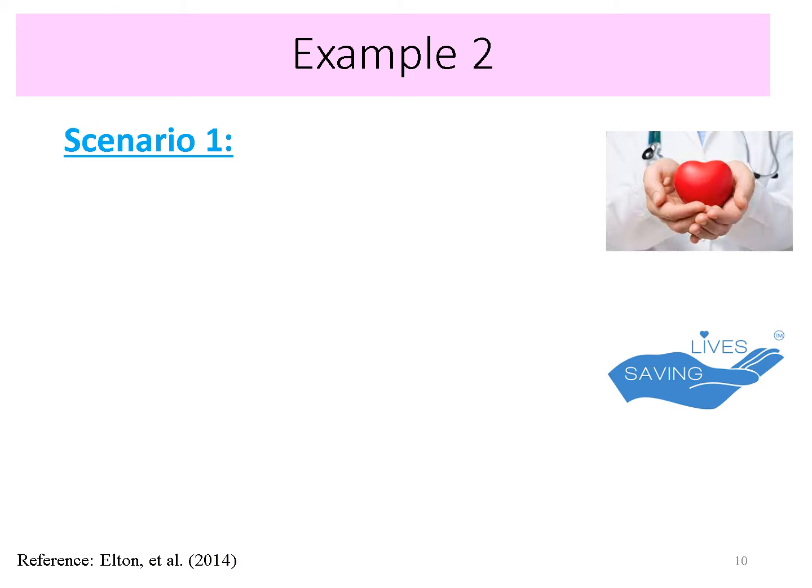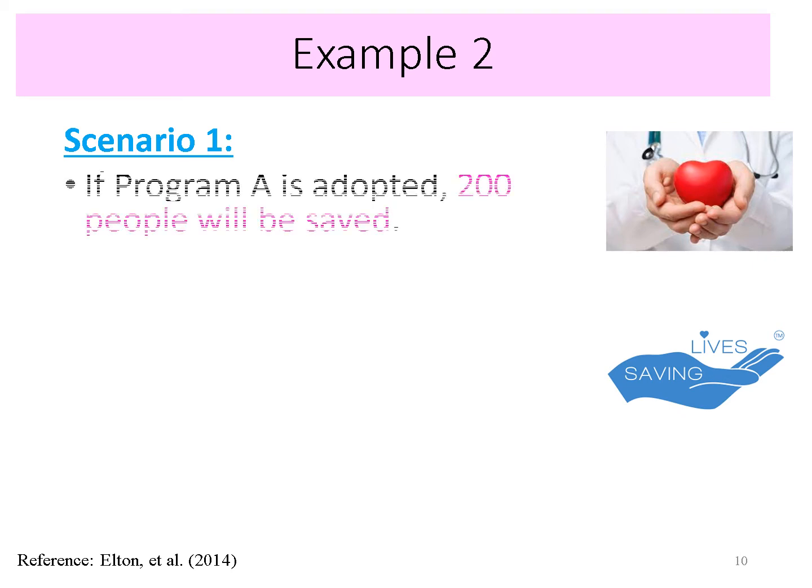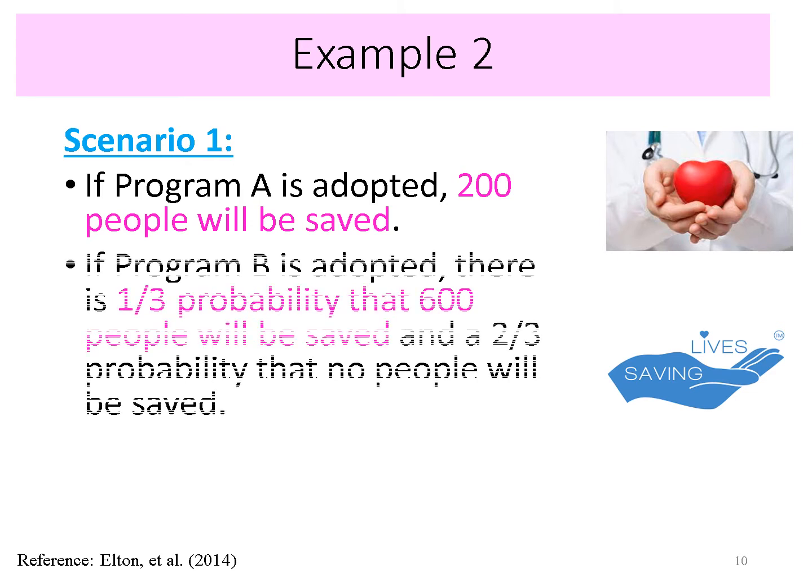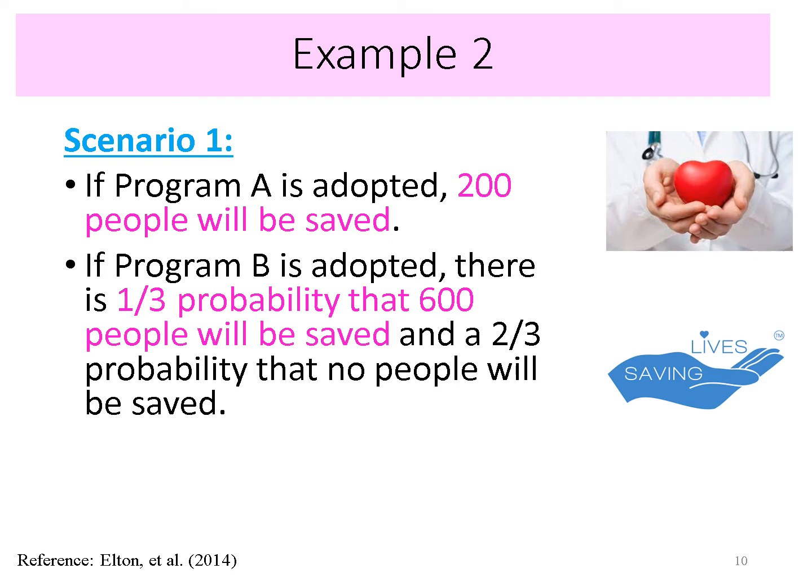In scenario 1, the following questions were put to a set of participants in a psychological study. If program A is adopted, 200 people will be saved. If program B is adopted, there is 1/3 probability that 600 people will be saved and a 2/3 probability that no people will be saved. Which of the 2 programs do you favor?